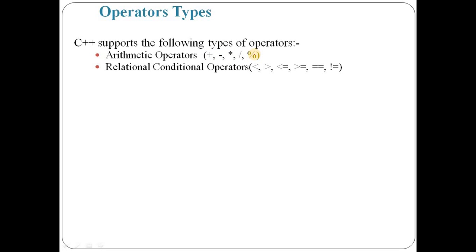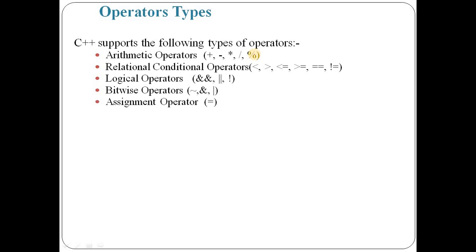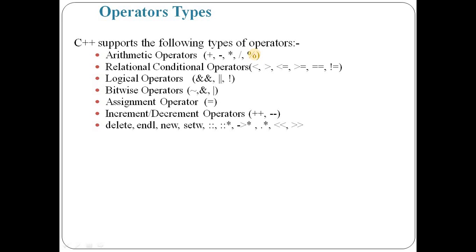We have relational or conditional operators like smaller, greater, smaller or equal to, greater or equal to, double equal to, or not equal to. Logical operators include and, or and not operators. Bitwise operators include negation, and, or, not. Assignment is only one operator. Increment and decrement are two operators, which are unary.